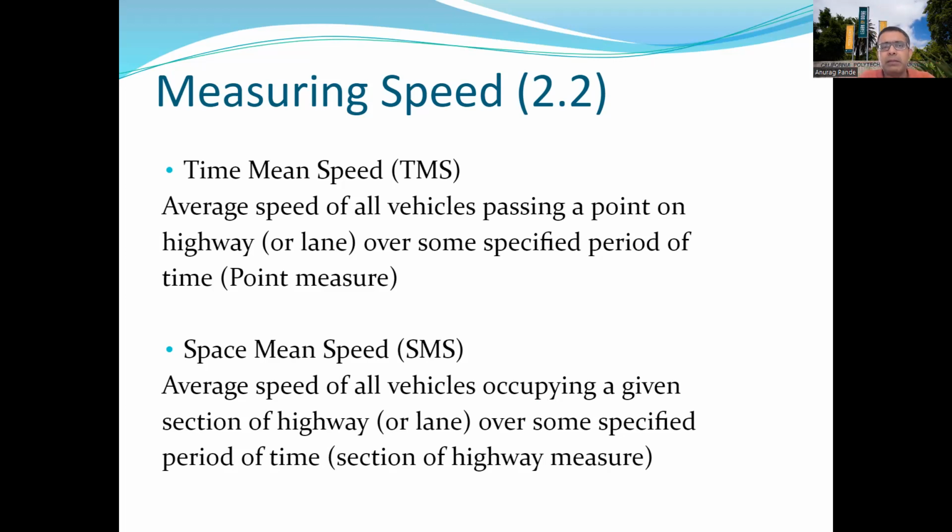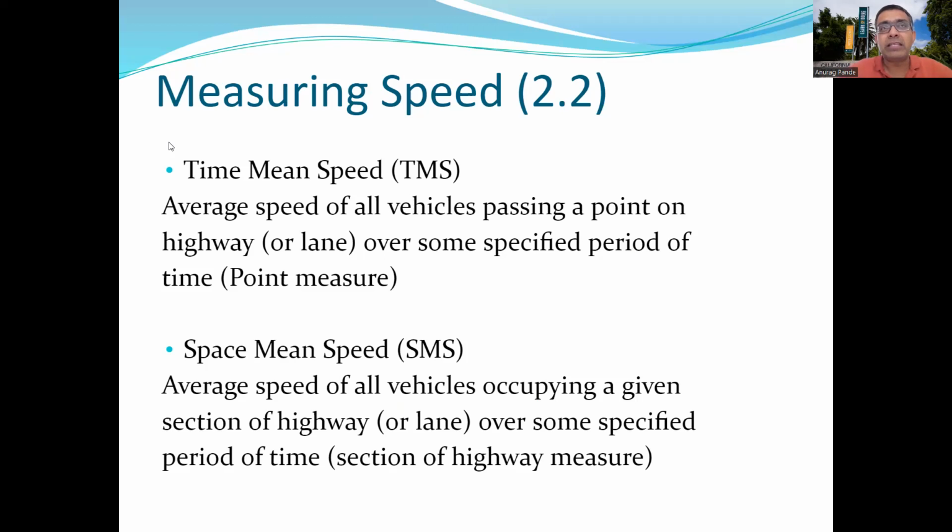Time mean speed is a measure that we take over a certain point of the road. So you stand on a point of the road and you look at the speed of individual cars that are passing and you average those speeds, and that gives you time mean speed. Now space mean speed is a related concept, but slightly different. You don't measure space mean speed by standing still on a point of the road and measuring individual vehicle speed.